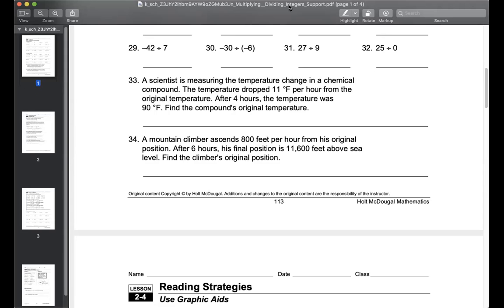What is 42 divided by 7? 6. Perfect. So negative 42 divided by 7 is going to give me a positive. Excuse me, it's going to give me a negative 6. Thinking too much in my head. Let me draw this out. All right, so that answer is going to be negative 6.